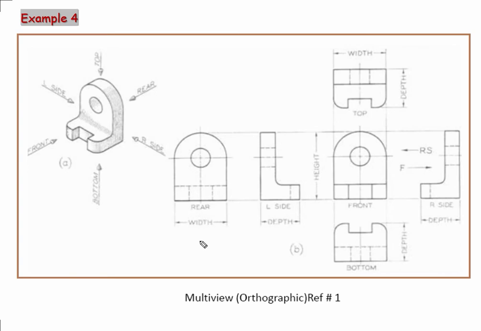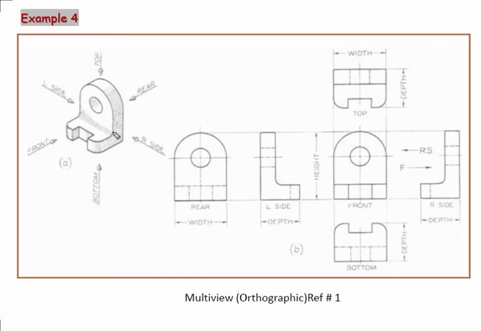Now in this example number 4, just to show you an introduction how we can draw the multi-views, we have here a 3D object. In the 3D object, this is the front view, this is the right view, this is the left, and this is the back. So we want to draw the front view. Imagine that we are here and try to look perpendicular to this surface. And as we said before, we can see these edges representing this surface and this surface and this surface.